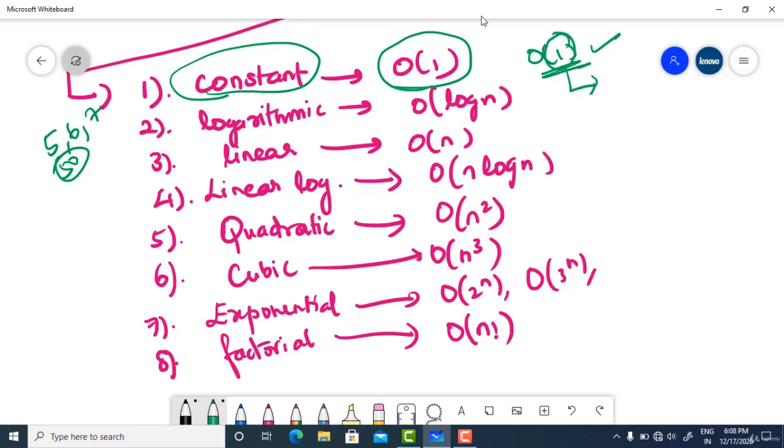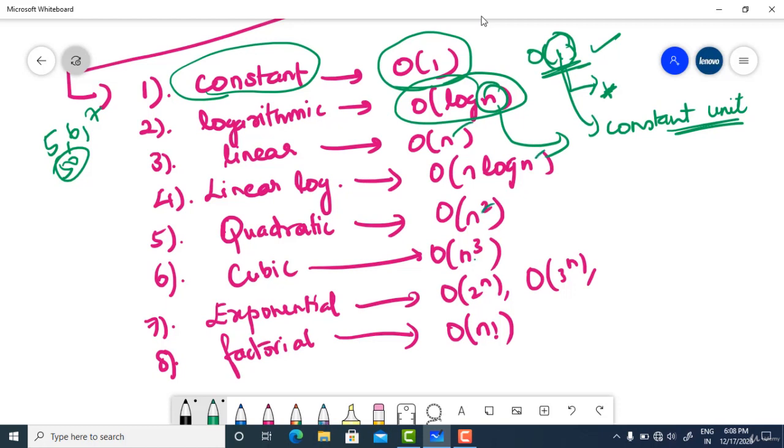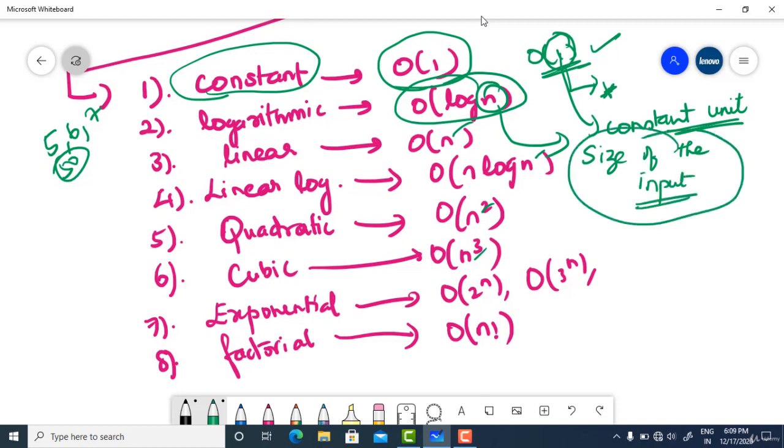This 1 doesn't mean that it will take 1 unit of time. This 1 denotes the constant unit. So O of 1 means the program will take some constant units of time. It may be 11, 12, 13, any constant number, but it takes constant units of time. And if I say O of log n, this means that the program takes log n units of time. What does n denote here? n is nothing but the size of the input that you are giving.